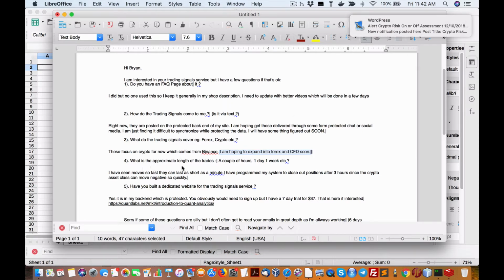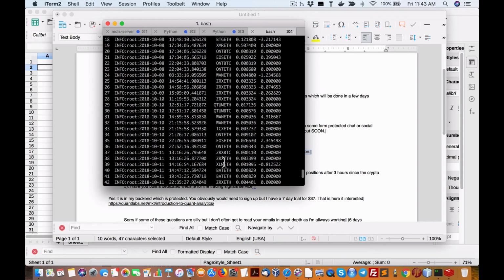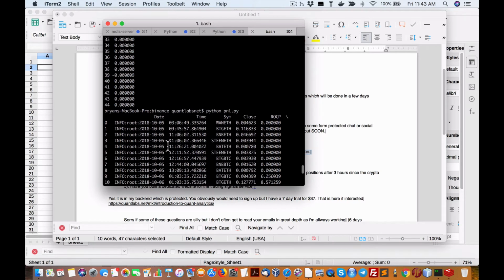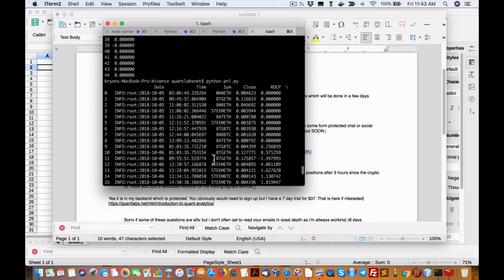Okay, what is the approximate length of trades? A couple of hours, a day, a week. So what can happen is, as I said, you can get these positions. It depends how I do it. Right now I'm looking at just positions. If you want to know the scheduling of the positions, here they are since almost the last week. It depends how active the market is and how positive it is, meaning it's actually moving up.